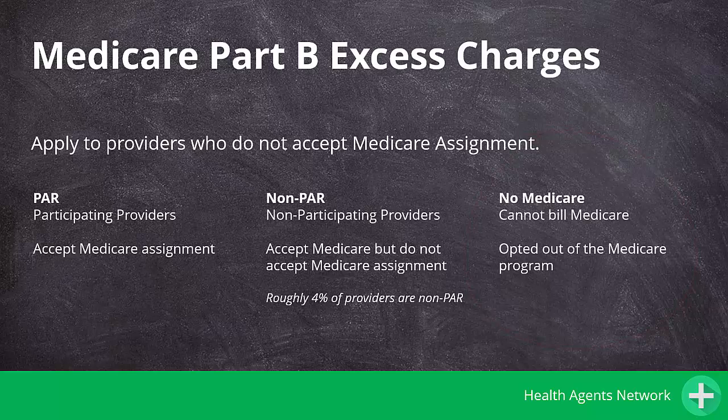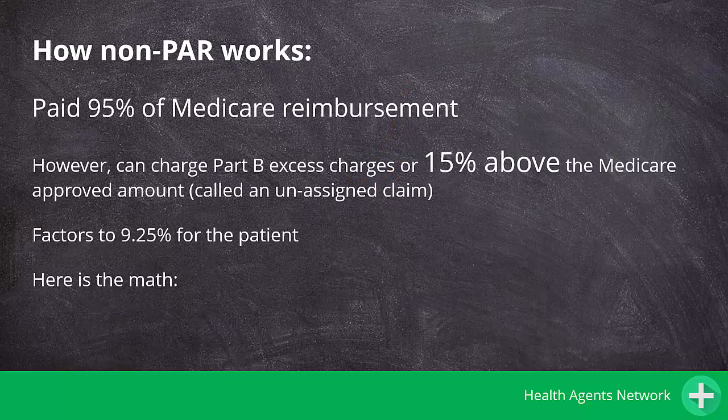But today we're going to focus on non-participating providers because these are the doctors and providers that can charge Medicare Part B excess charges. Because they don't accept Medicare assignment, Medicare says they can only be reimbursed at 95% of the Medicare allowable rate. However, they can charge a Part B excess charge of 15% above the Medicare approved amount, and this is called an unassigned claim. This actually factors to 9.25% for the patient, not the actual 15%.